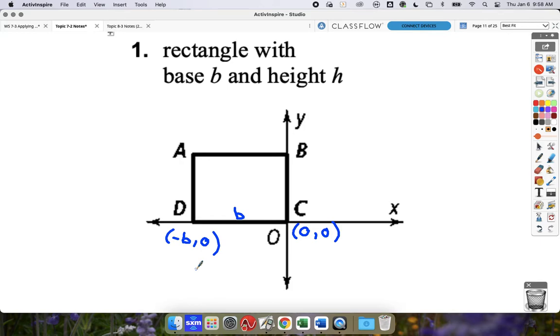Your height of your polygon is H. So this polygon is H tall. How do you get to point B? You go over 0, but up H. And do a combination of those lengths to get to A. Negative B, up H.